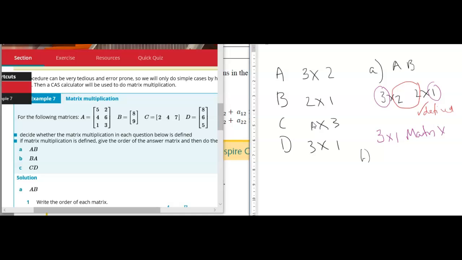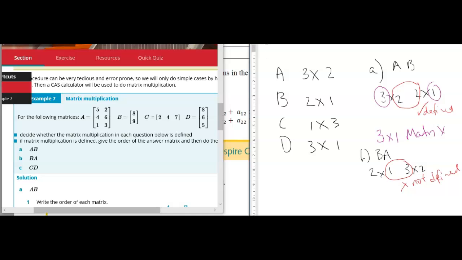Okay, so let's do question B. B is BA. In normal mathematics, we can say 5 times 2 is the same as 2 times 5. In matrices, A times B is not necessarily the same as B times A. So let's write the orders down. B is a 2 times 1, and A is a 3 times 2. I'll get my red pen and circle those 2 digits. Are they the same? No. It's not defined.